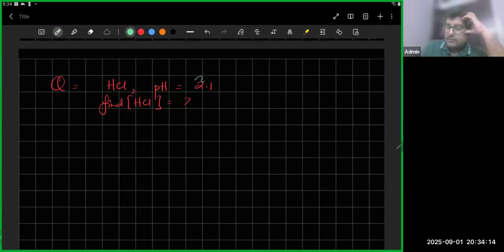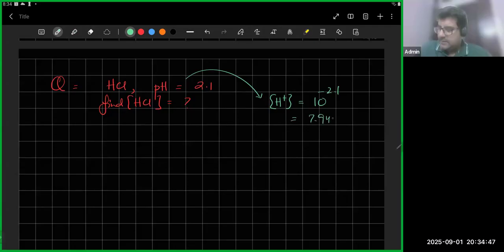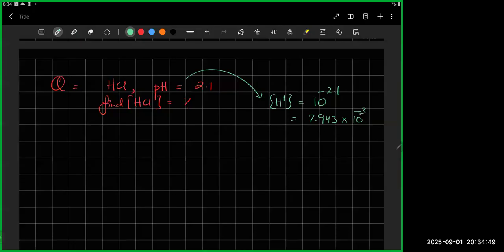This is easy because you know the pH, right? So what is the reverse? What is the H plus concentration then? If the pH is 2.1, that means the H plus concentration is going to be 10 power minus 2.1. Figure this out on a calculator: what is 10 power minus 2.1? Middle, what is 10 power minus 2.1? Sir, 7.943 times 10 to the power minus 3. Yes, okay.